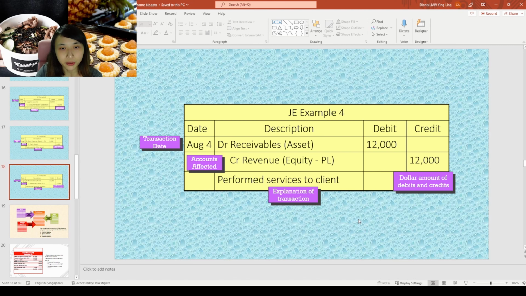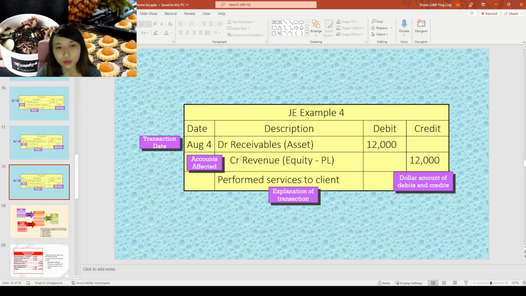Then the 4th example is you go and perform some services to a client. When you perform services to a client, your client won't pay you immediately, right? But you need to record that the services have been rendered to this client. Let's say you are going to bill them 12k. So you have receivables of 12k, which is an asset. One day you are going to collect it and this will become cash, but not on the actual day that you perform these services.